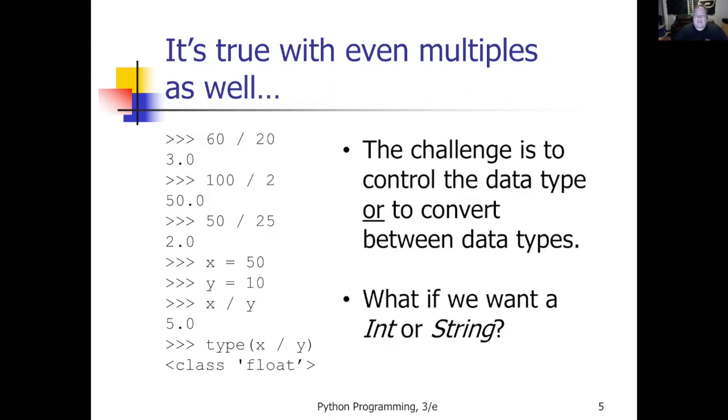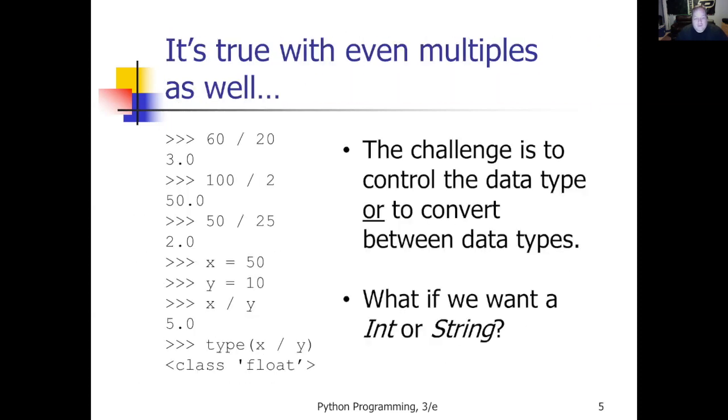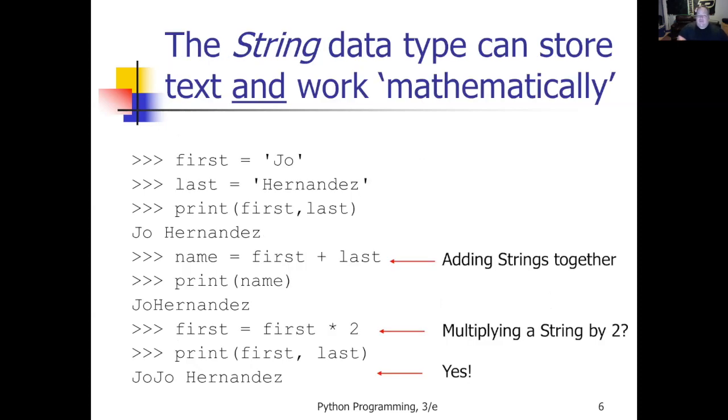Even a lot of other values do this. If I say 60 divided by 20, I'm going to get 3.0, in other words, a float value. If I do 100 divided by 2, 50.0, 50 divided by 25, 2.0. If I say x equals 50, y equals 10, x divided by y, I'm going to get 5.0, and I can even check what data type that is, and it's going to tell me that it's float.